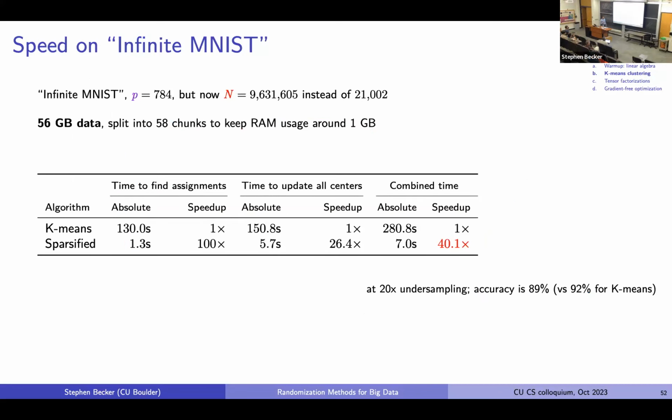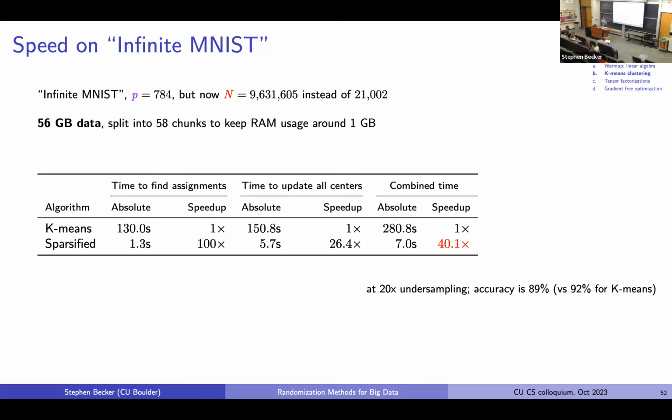Here's an example where I wanted to do a big data set. So I took MNIST. There's a variation called infinite MNIST, where they just make MNIST bigger. So now N is about 10 million. And this is actually big enough that it's about 56 gigabytes. A few years ago, my laptop at the time could not handle 56 gigabytes. So what do I do? I load it in one pass, in chunks. I made chunks of about a gigabyte and sparsified them.